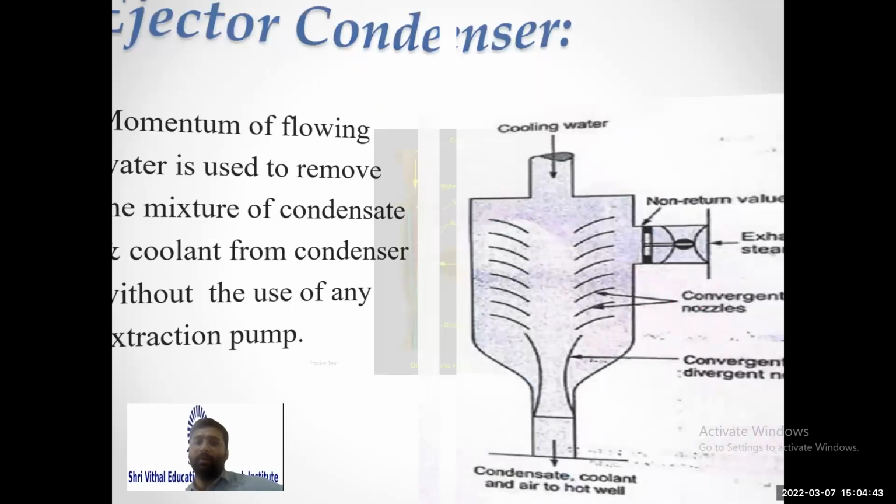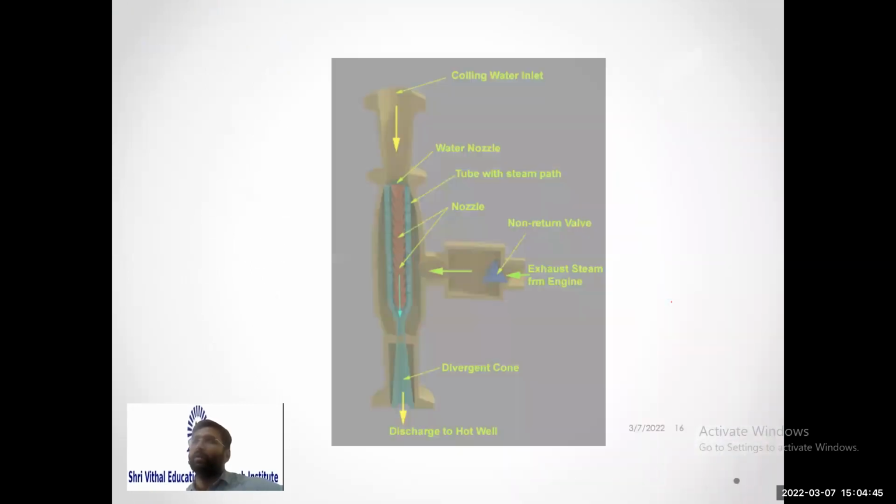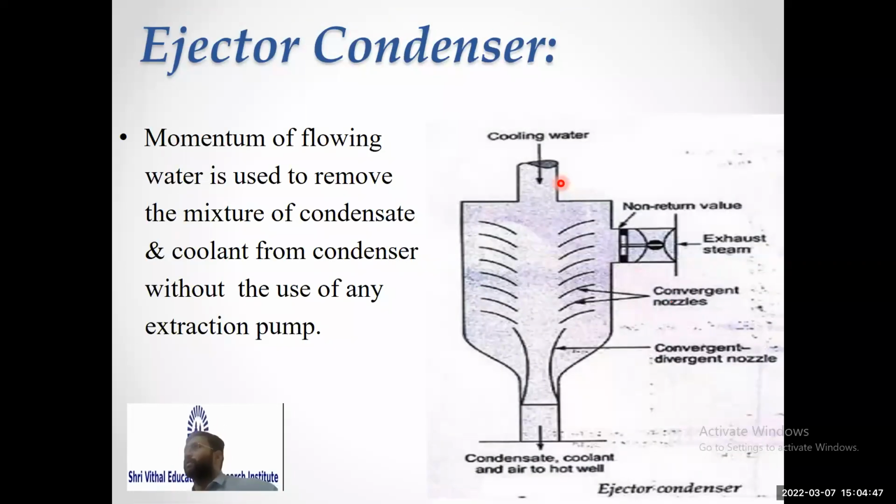This is the last type of jet condenser. This is called an ejector condenser. So it is actually a parallel flow condenser. The cooling water comes from the top, the steam comes from the lateral entry.